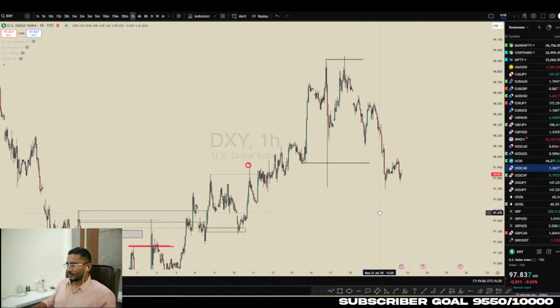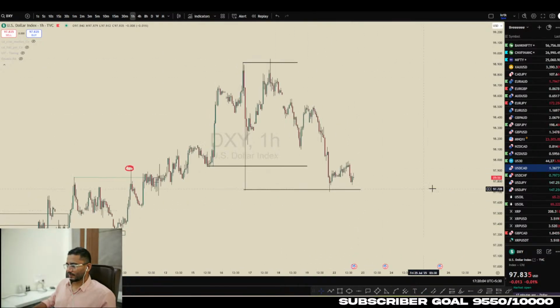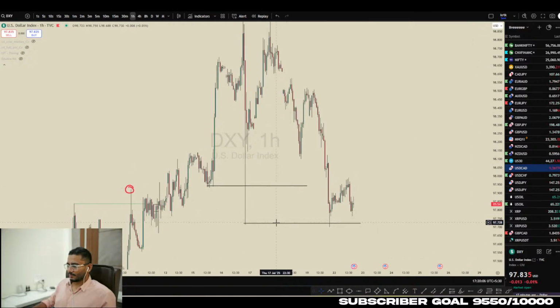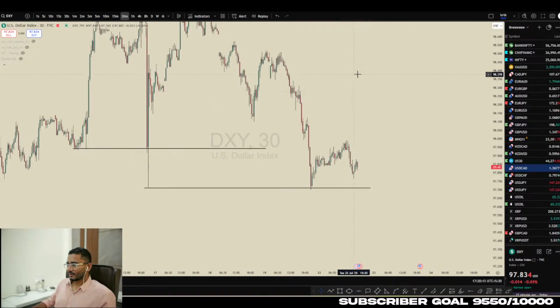Let's see what DXY is doing. On DXY, you can see price has swept this high, and now there is a lot of liquidity below this structure, like below this wick. But here, price has swept the liquidity from this wick also. So we can consider that now price can continue to the upside.